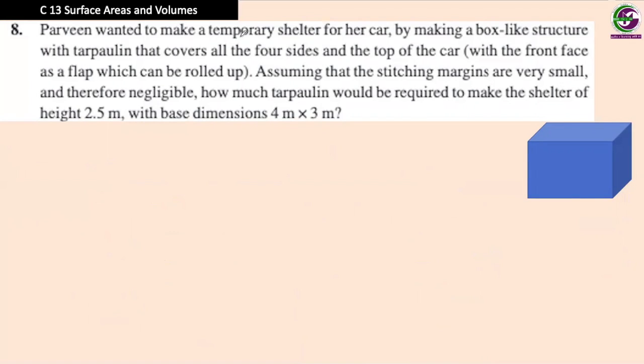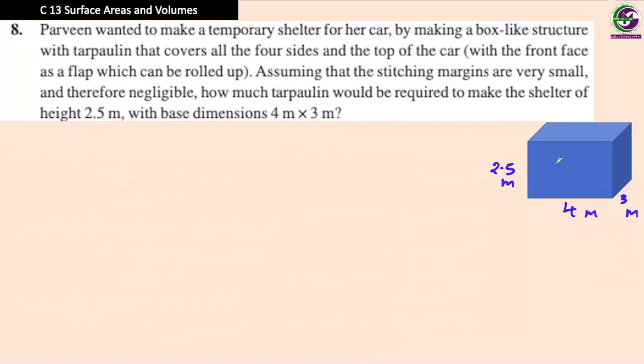Parveen wanted to make a temporary shelter for her car by making a box-like structure with tarpaulin that covers all the 4 sides and the top of the car. Front space will be rolled up. Assuming that the stitching margins are very small and negligible, how much tarpaulin would be required to make the shelter of height 2.5 meter, base is 4 and 3 meters, all of them in meters.